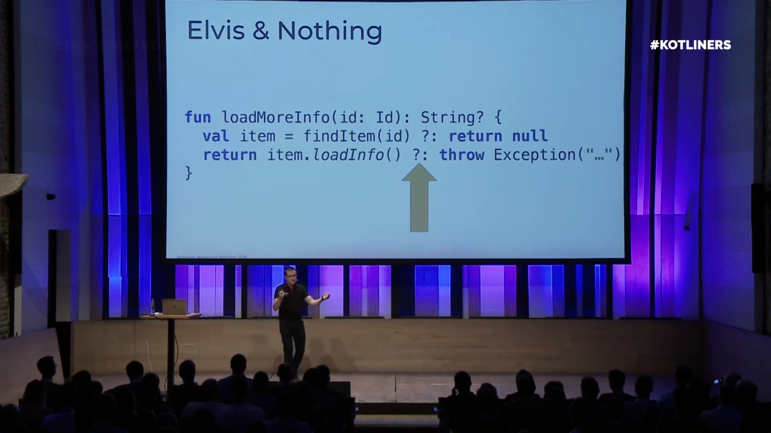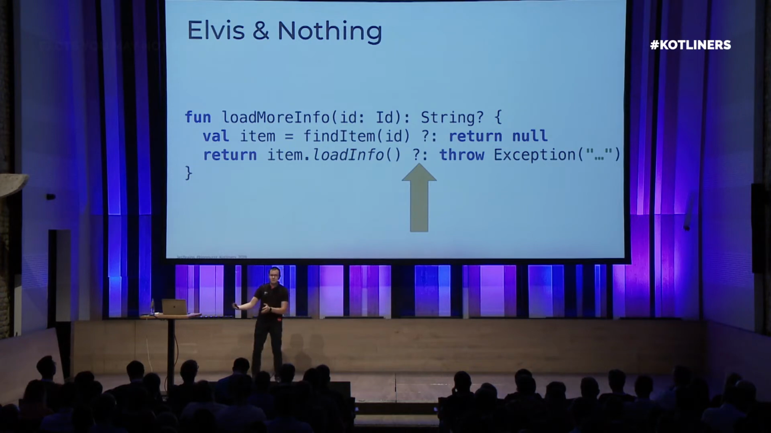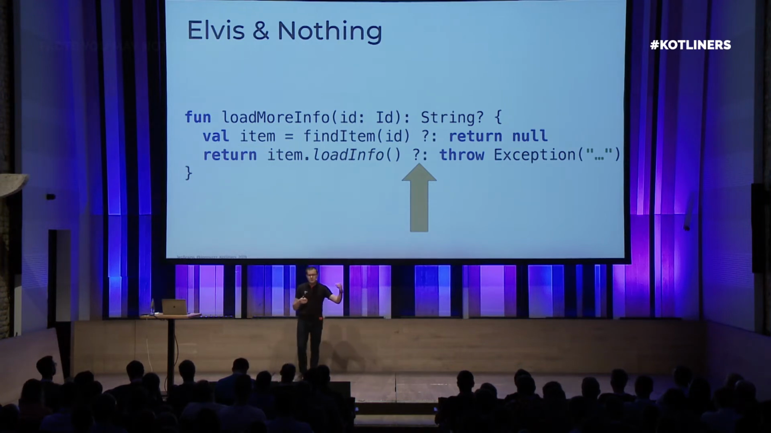I would like to find my item. If it is null, OK, I'll return. If the info is null, OK, I'll throw an exception. And from the type system's point of view, all these expressions have type Nothing. And it means that the type on the left is a more common type than Nothing. That's why it wins.